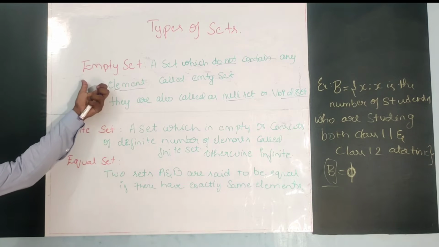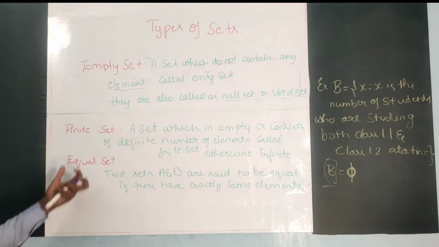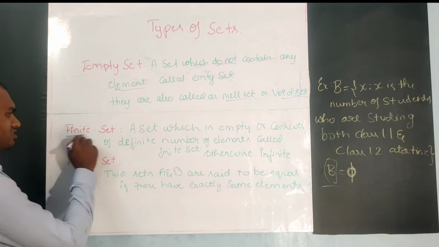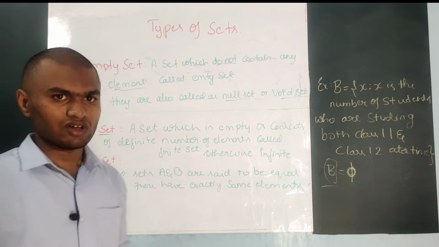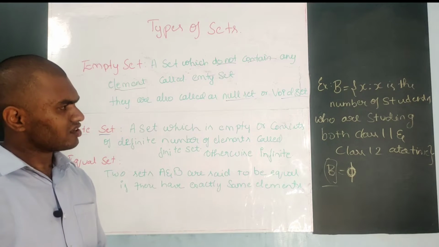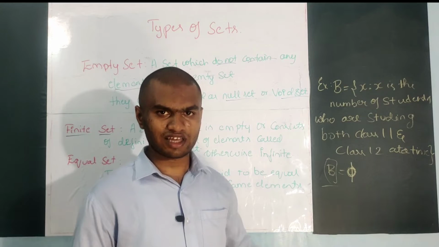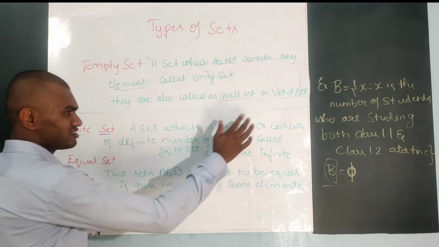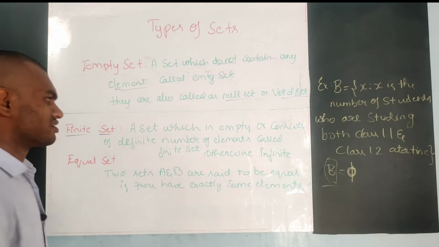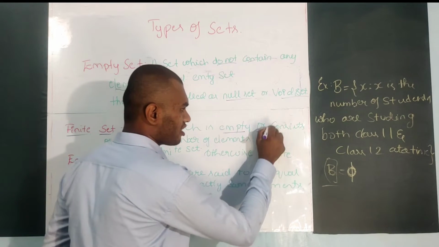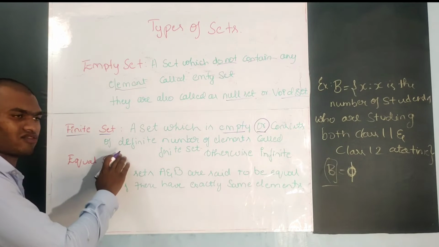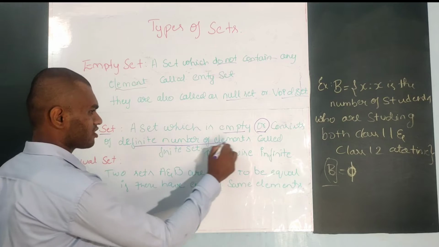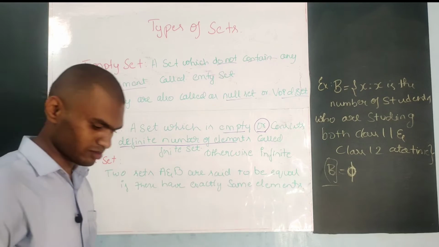Next, we have studied the empty set with an example. Now the finite set. What does a finite set say? A set which is empty, that is, there is no element, is finite. So the set which is empty or which consists of a definite number of elements. What does this mean?